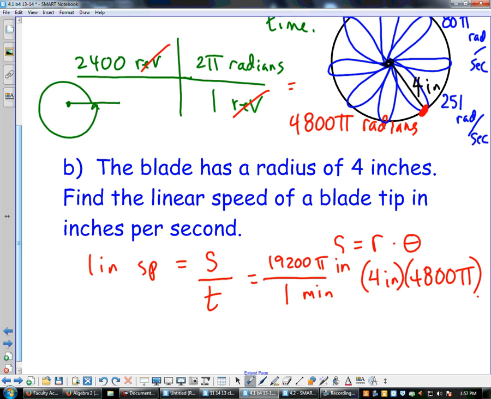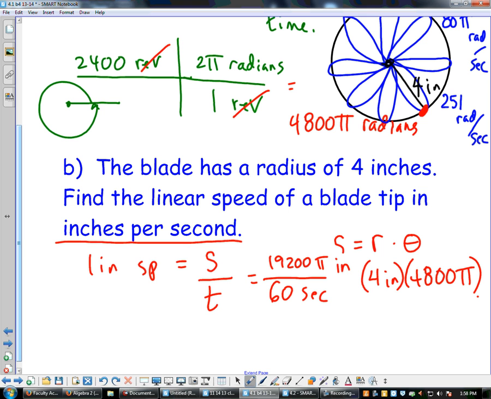Gotcha. Okay, so we get, oh, but hang on a second, we wanted inches per second, so I better change this to what? 60 seconds. Can I get a decimal approximation for the speed of this little ant who is riding on the tip of the blade as it spins around 2,400 revolutions per minute?